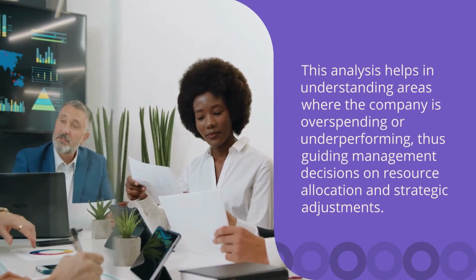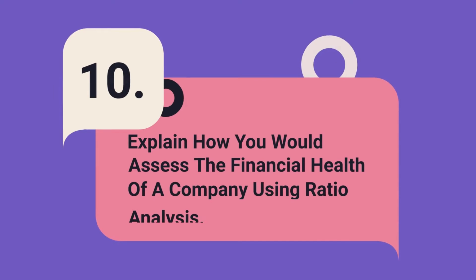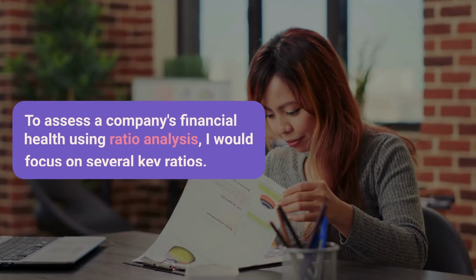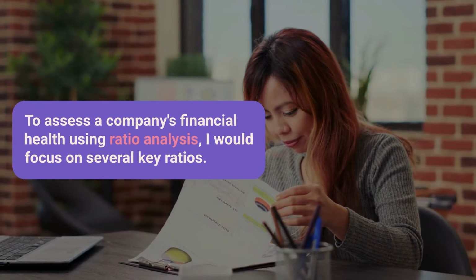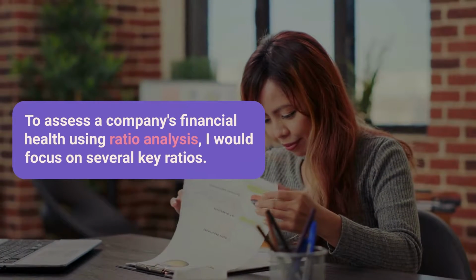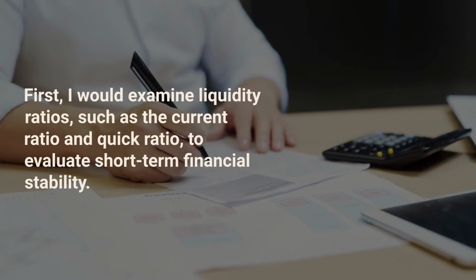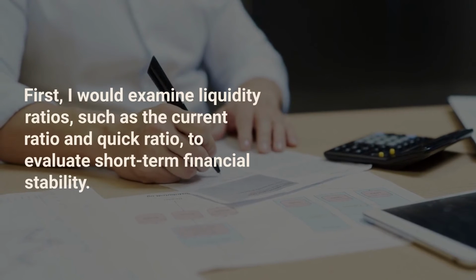and strategic adjustments. 10. Explain how you would assess the financial health of a company using ratio analysis. To assess a company's financial health using ratio analysis, I would focus on several key ratios. First, I would examine liquidity ratios, such as the current ratio and quick ratio, to evaluate short-term financial stability.